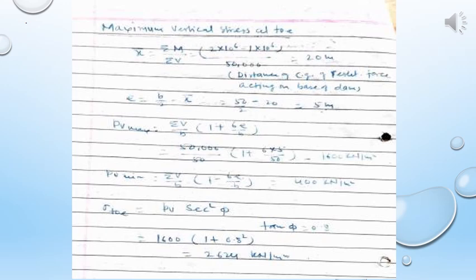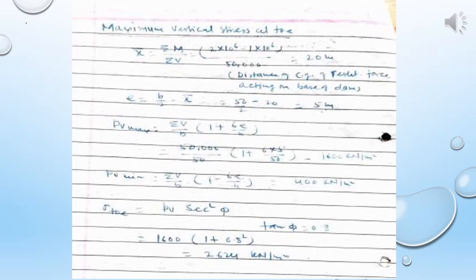So, this is the distance of the CG of the resultant force acting on the base of the dam from the toe. So, e is the eccentricity. So, that will come out to B by 2 minus x. So, this comes out to 5 meter. And the P_B maximum and P_B minimum.